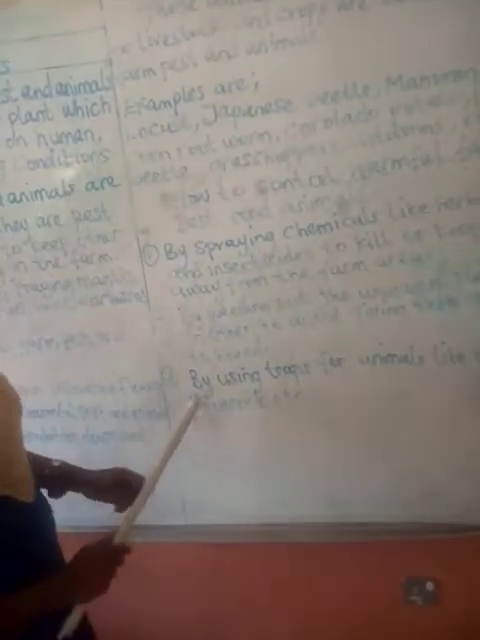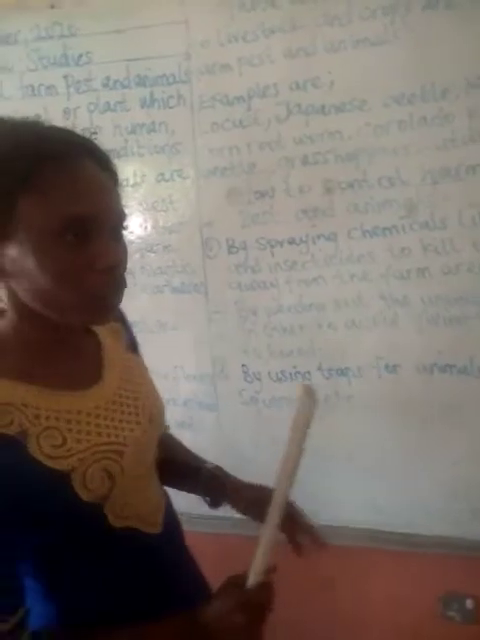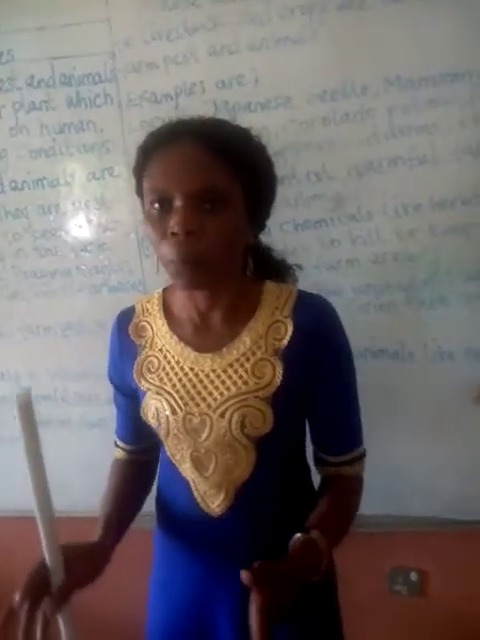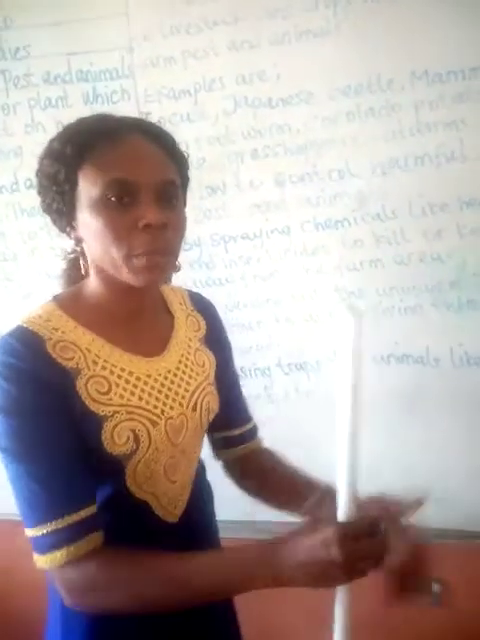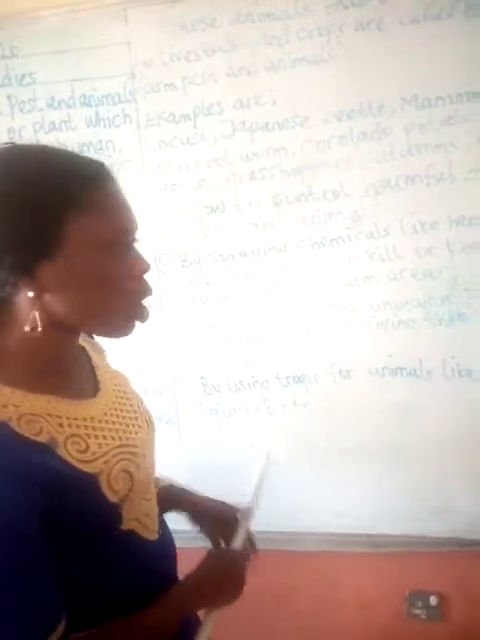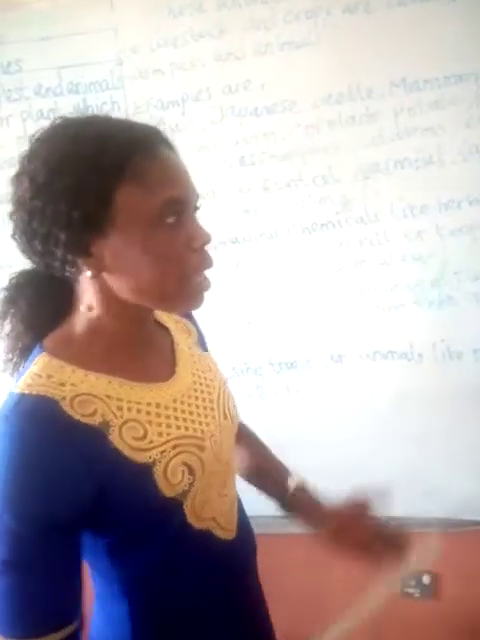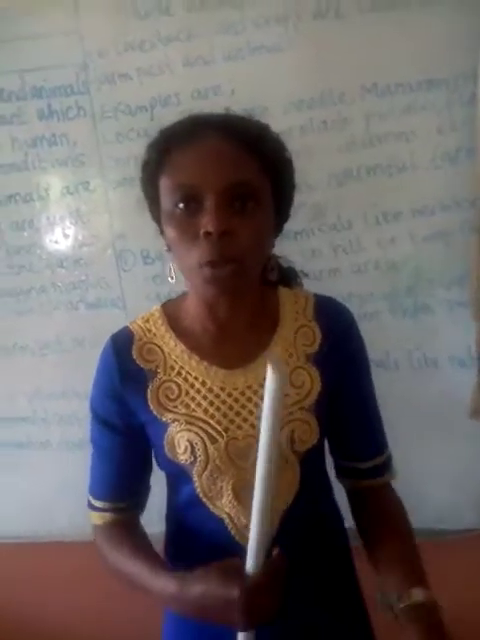Now the third one is by using traps for animals like your rats. You place your trap at strategic points in the farmyard for them to be able to do what? Keep the rat at a point or even kill the rat, including your squirrels. All of these animals, they can eat up your crop and at the end you'll not be able to harvest what you ought to.